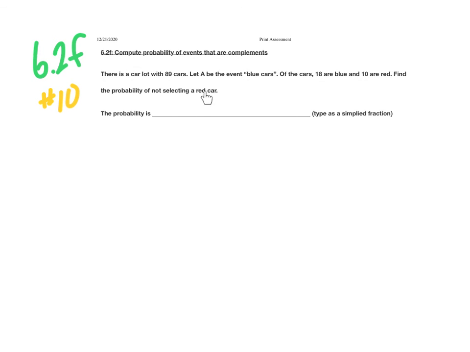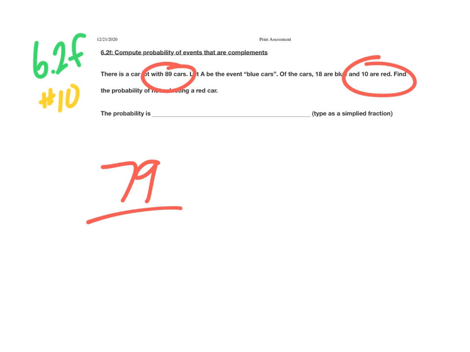Okay, so they're telling us all this other stuff here. Some of it is filler information because really all they want to do is find the probability of not selecting a red car. Well, what we can do here is we know that there are 10 red cars in total, so that means 79 of the 89 are not red, so 79 over 89 would be our fraction for this. Again, don't let this trip you up that they're even talking about event A here being blue cars, because that really wasn't even relevant to the question. Hopefully these solutions help you better understand this formative assessment.